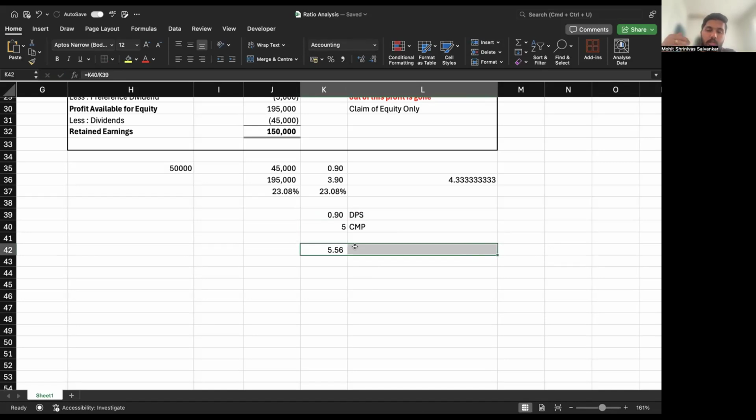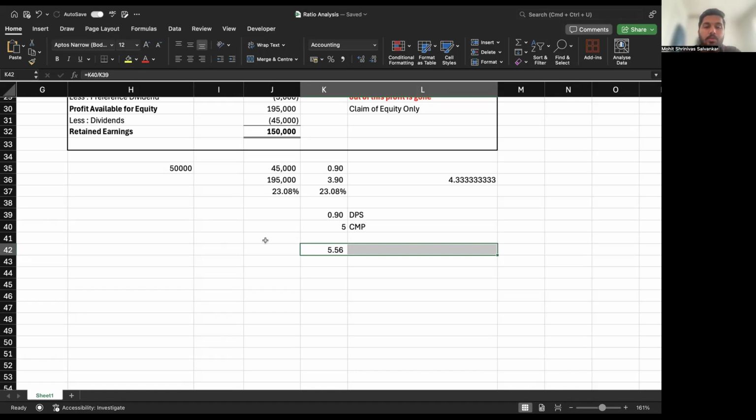need dividends to repay the entire amount. Yeah, 5.6 times of dividend you will need to get the entire amount back. That's what this ratio talks about. Now, when we talk in terms of times, it becomes the PE ratio, but when we talk in terms of percentage, it becomes the dividend yield ratio.